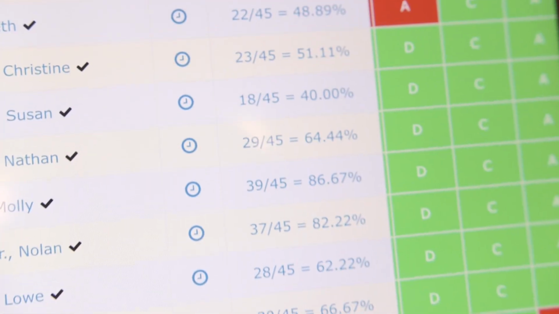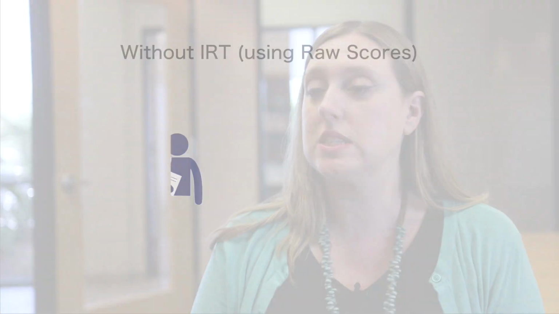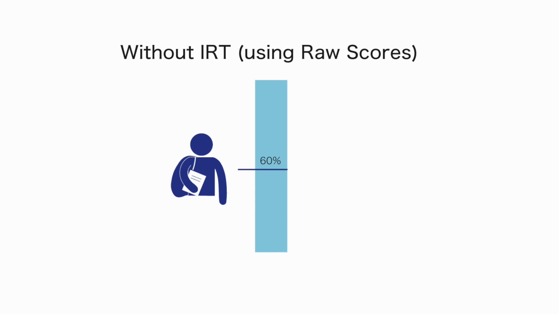Well, many assessment systems only provide raw scores, such as number correct or percent correct. Raw scores can only tell you about a student's performance on a specific set of items on a particular test. Say a student scored 60% correct on a test. Is that good or bad? Well, it depends on whether the items were easy or difficult.